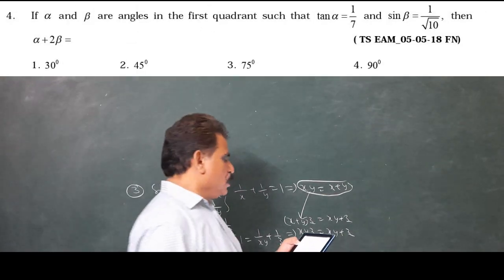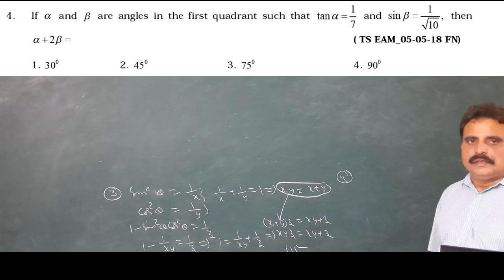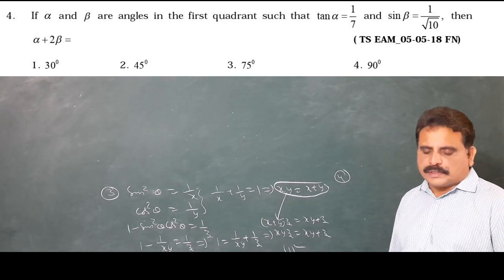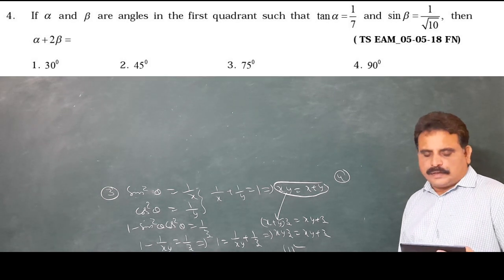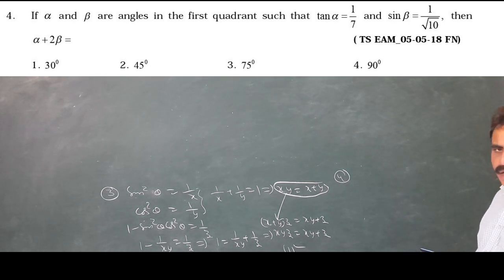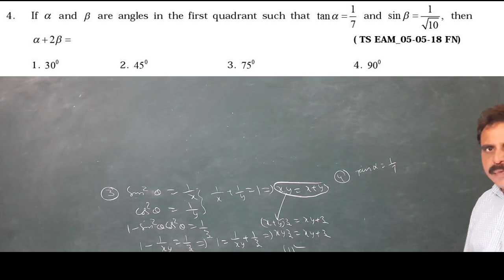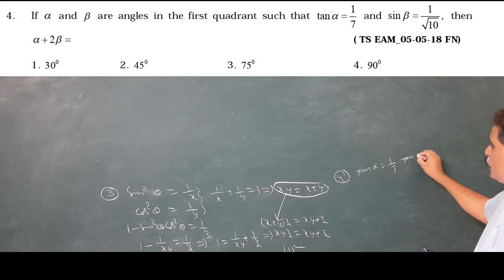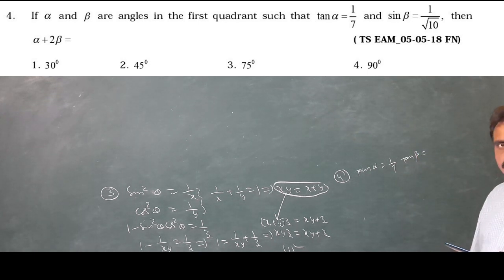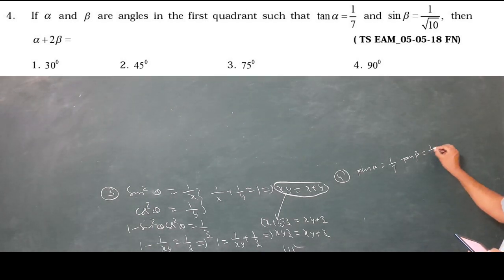Now fourth question. If alpha and beta are angles in the first quadrant such that tan alpha equal to 1 by 7 and sin beta equal to 1 by root 10. Sin beta is given as 1 by root 10, so root 10 is the hypotenuse, 1 is the opposite. So the adjacent is under root 10 minus 1, that is 3. That is, tan beta is 1 by 3.